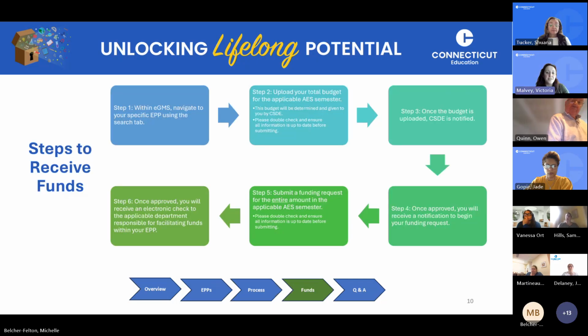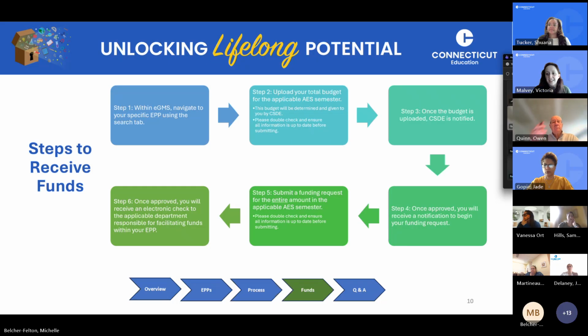We've broken it down again into 6 main steps. Obviously, there's a lot more to it than these 6 steps, but it's a good overview for you to keep in mind when this happens. So once CSDE gives your EPP the given budget for that semester, you then upload your budget within that given amount. And then it has to be for the applicable fiscal year and grant.